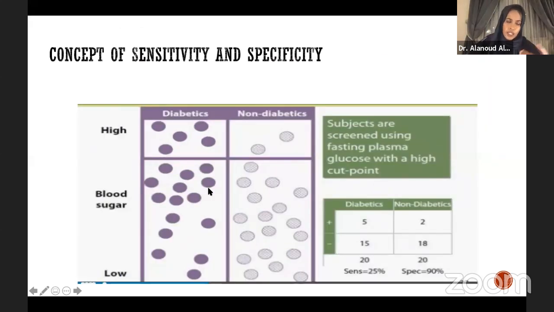What would happen if I set this cut point higher? By doing this, I will be able to correctly identify 5 patients with diabetes, and they have diabetes. Here, they are true positive. However, I'll miss 15 patients, right? So the false negative rate is high, meaning my sensitivity will be only 25%. On the other hand, I'll be able to accurately identify those who don't have the disease. So the true negatives, 18, and my specificity is perfect.